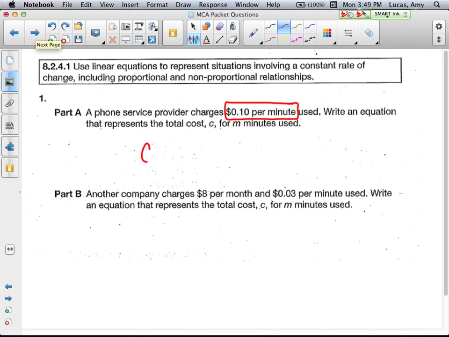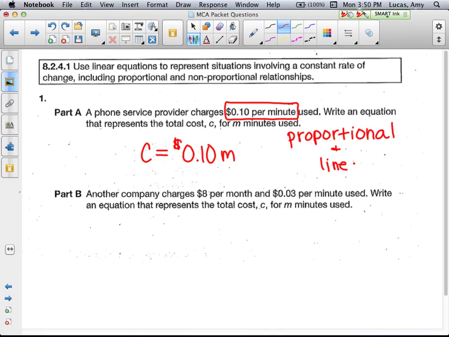So my total cost, C, equals, if it's 10 cents per minute, that means I'm going to take that 10 cents and multiply it by how many minutes. Now this equation is going to be proportional because the intercept is 0. It would go through the origin. There is no additional extra fee added on. It's simply 10 cents per minute. So it's a proportional and linear function.